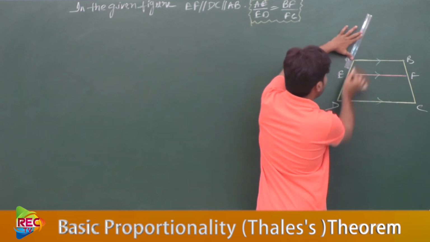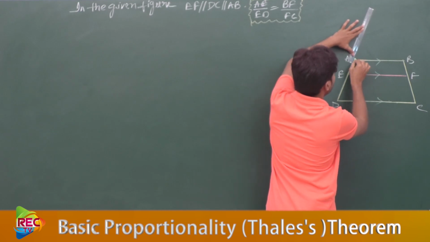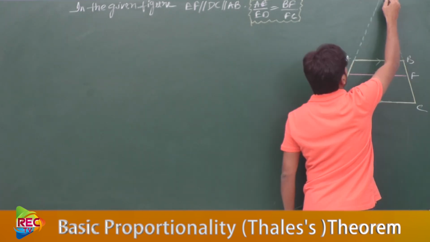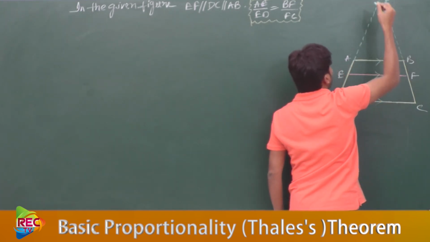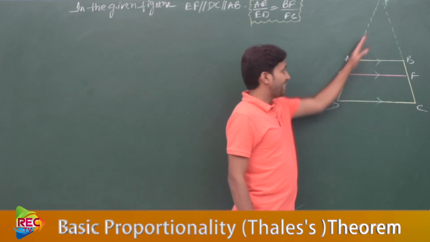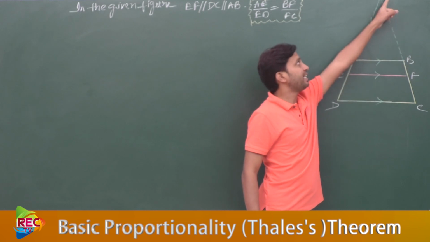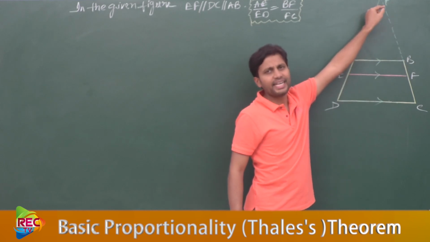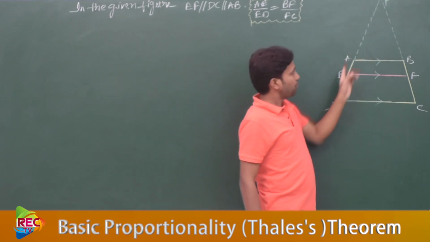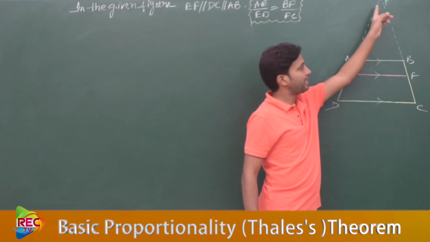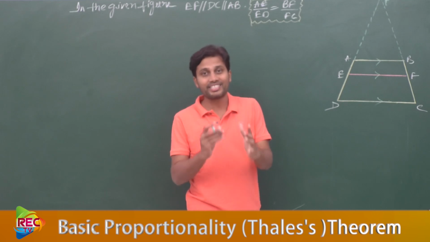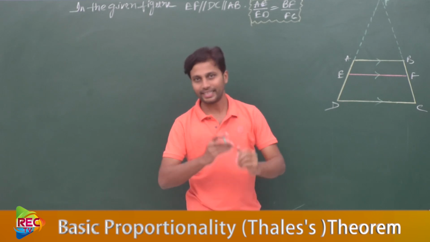So let us extend DA like this. For our convenience, we produced DA and CB, which are meeting at a point P. Now, I think you might have observed that we obtained triangles in that. So now it is possible to apply Thales theorem because we obtained a triangle.